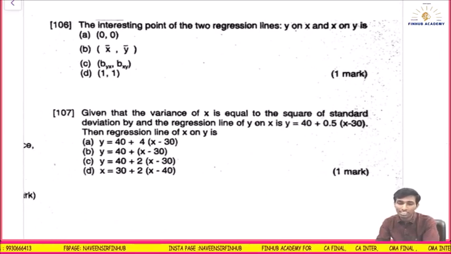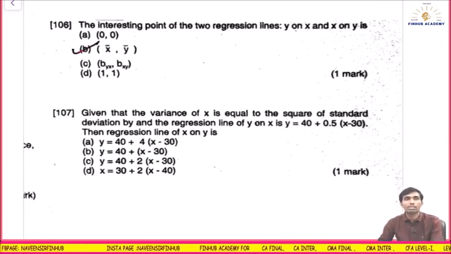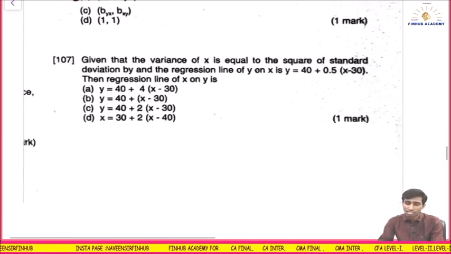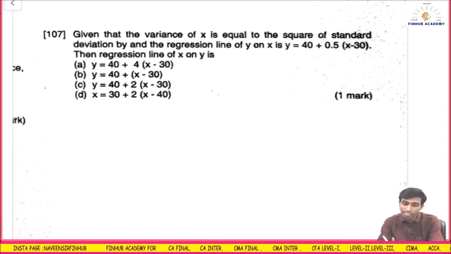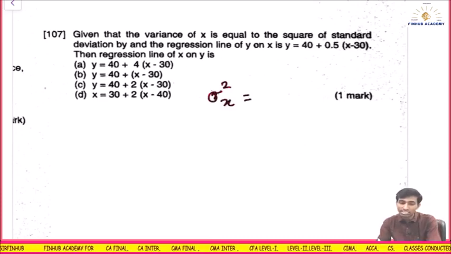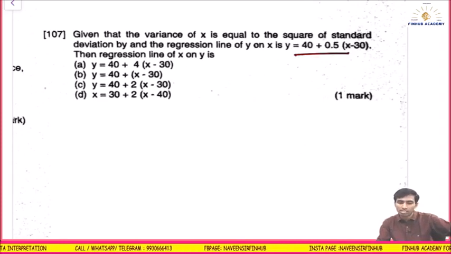Intersecting point of the two equations. When the two lines intersect, what will you get? You will get x bar and y bar. We have already discussed. Given the variance of x, means variance of x is equal to square of the standard deviation. So I think the question has some problem. Actually the variance of x is equal to square of the standard deviation, that is okay.